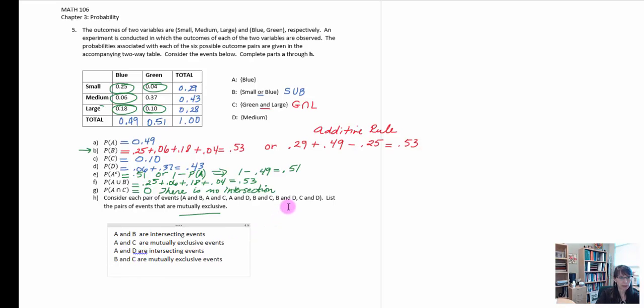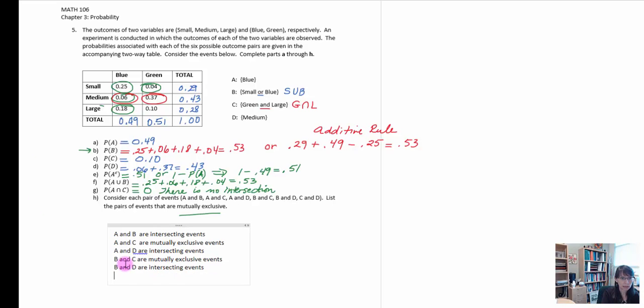Next, we're considering B and D. So B, small or blue. And D says medium. So if I circle everything that's medium now, do you notice how 0.06 has two different colored rings around it? So I counted that twice. That's an intersection. So not mutually exclusive.